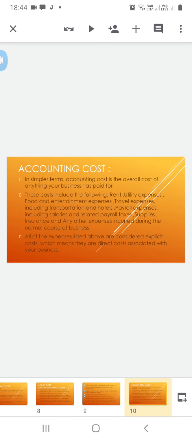Accounting cost. In simpler terms, accounting cost is the overall cost of anything your business has paid for. These costs include the following: rent, utility expenses, food and entertainment and experiences.